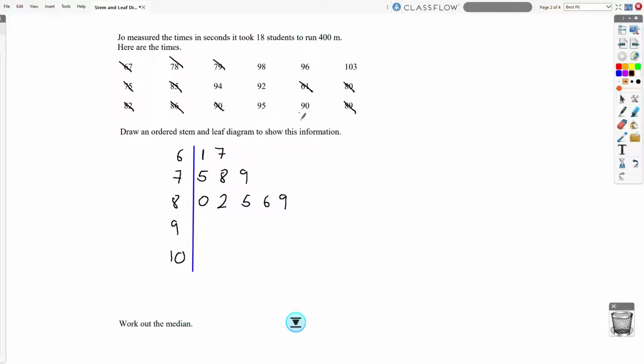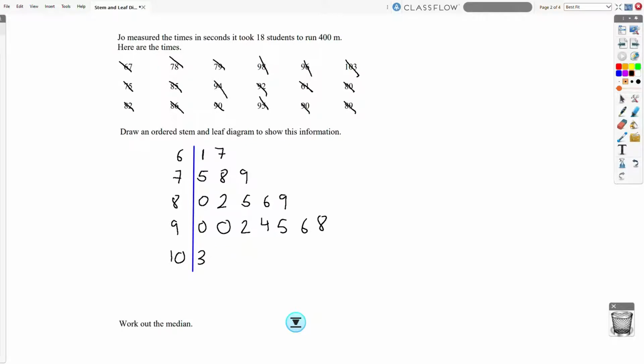Next the 90s. We've got two 90s, so 0, 0. Then we've got a 92, a 94, a 95, a 96, and then a 98. And finally we have 103, so I put a 3 here.